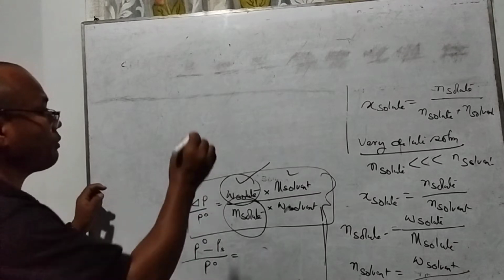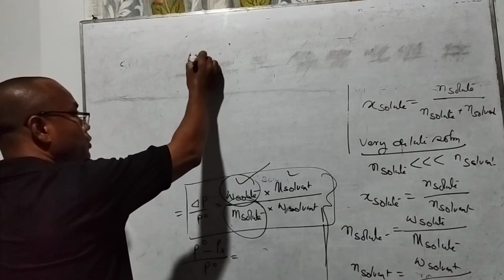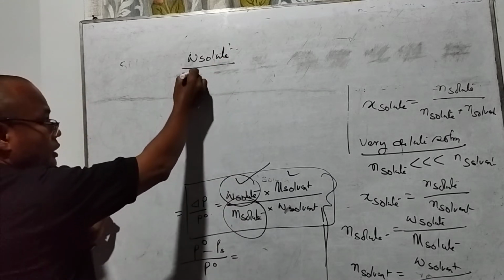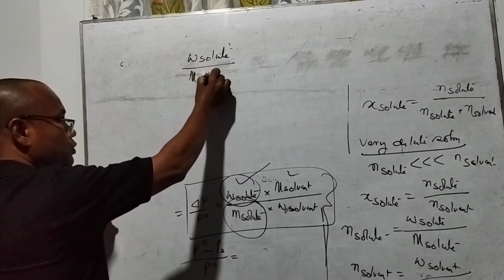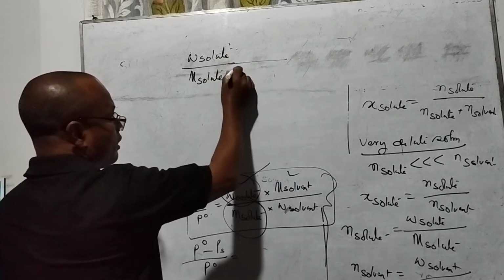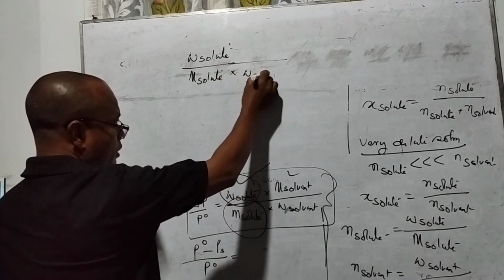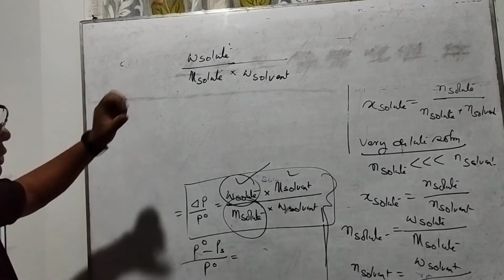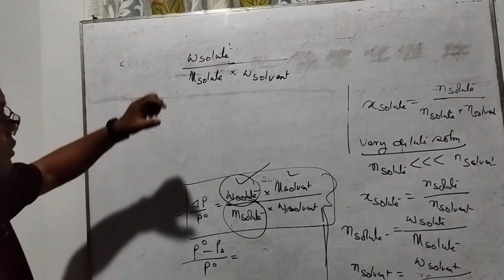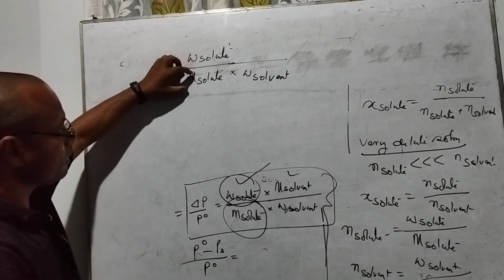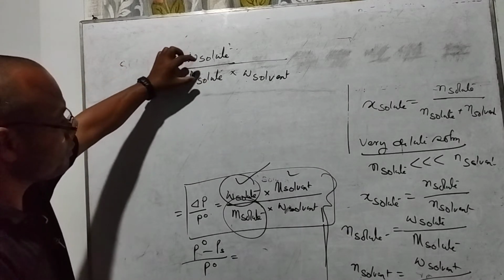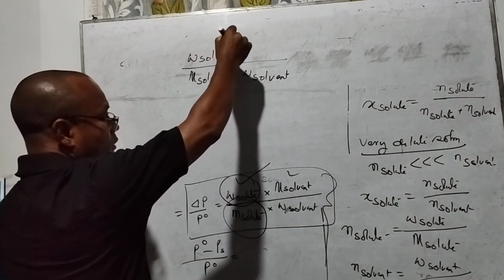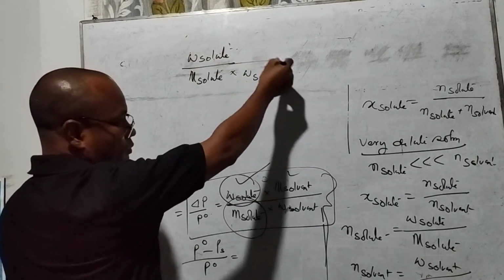What concentration term? We write it as W solute, written in terms of the number of moles of the solute, divided by the molecular mass or molar mass of the solute, multiplied by the W solvent. Now, these three factors: the amount of the solute divided by the molecular mass of the solute is what we call the number of moles of the solute. This is the number of moles of the solute present in the given mass of the solvent.